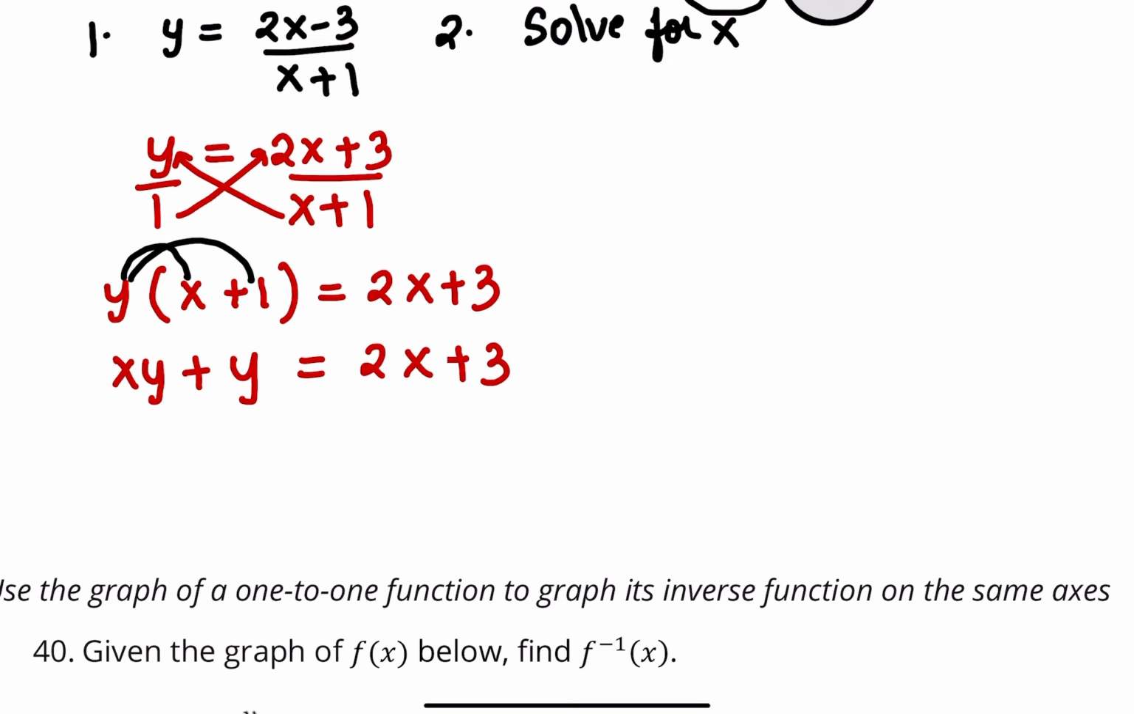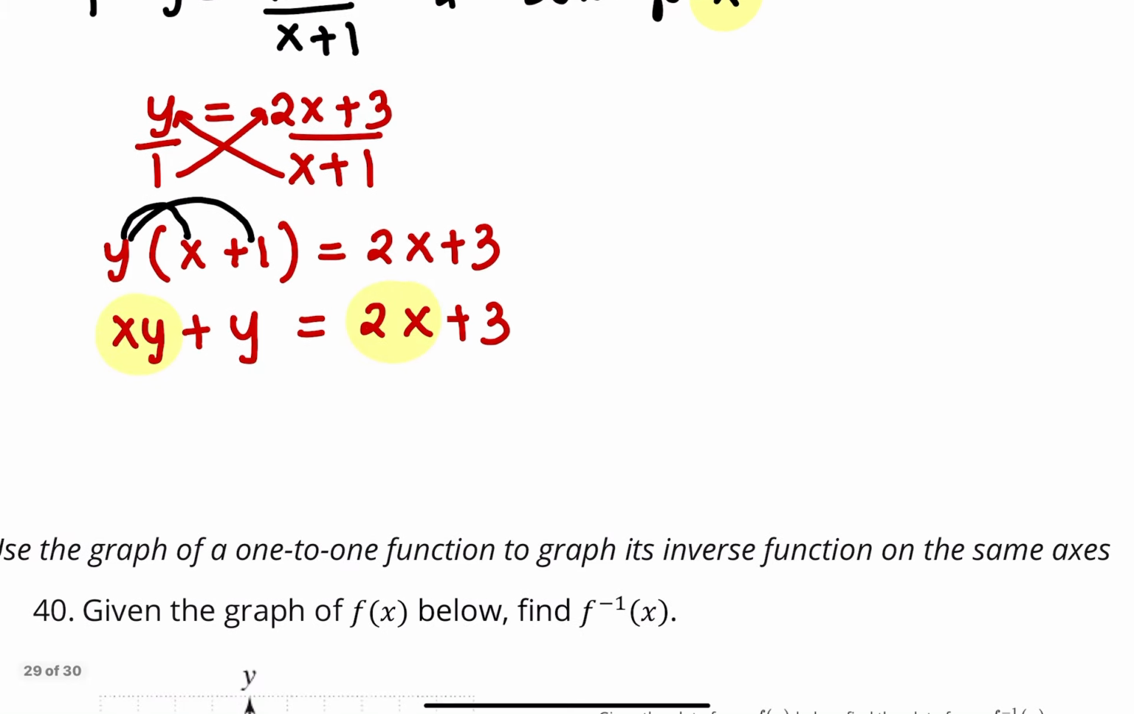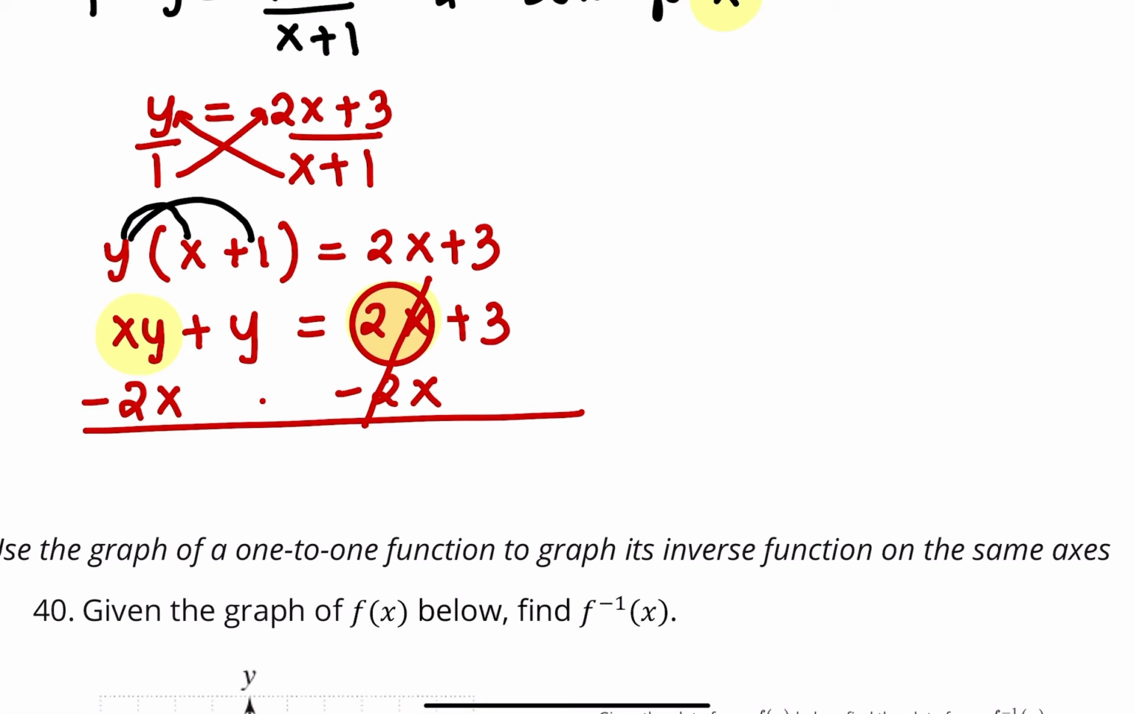Remember, what is my goal here? My goal is to solve x for itself. That means I have to get all the x's to one side. But I do see that there is an x on the other side. I know I have to bring it to this side. So how do I do that? I will subtract 2x, subtract 2x. And now look what happens. 2x cancels, and I'm going to rewrite this: xy minus 2x plus y is equal to 3.